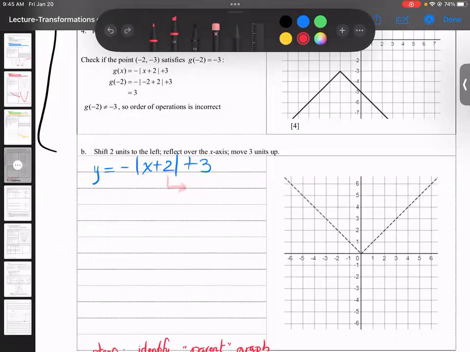So step number one, right two. Step number two, left two, sorry. See what I meant? When I see plus two, I automatically think it's to the right. Left. Left two.